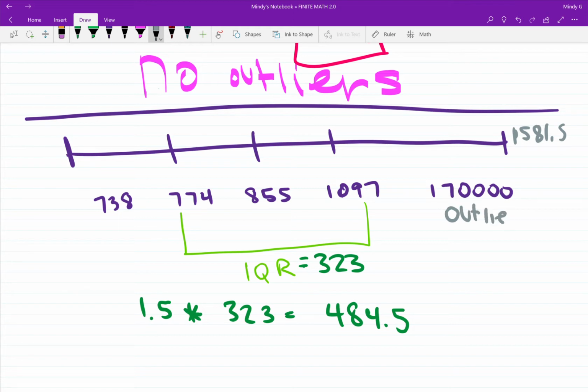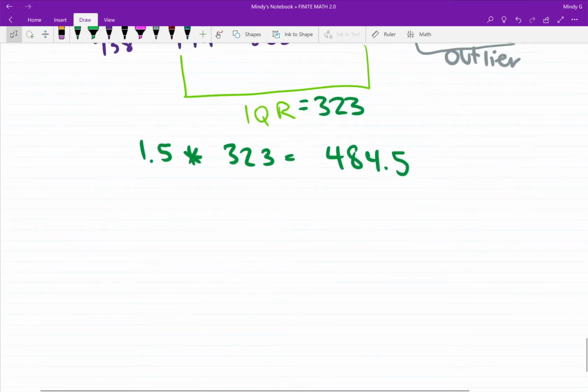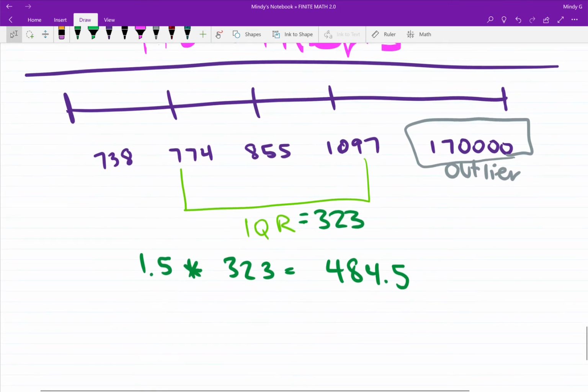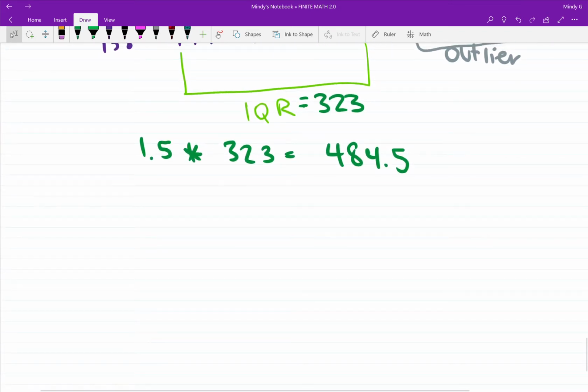Because on a number line, I would have 1097, then I would have 1581.5, then I would have 170,000. That one is on the outside. It does not fall within 1.5 times the IQR. That is considered an outlier. Yes? Okay. Whew. I hate that problem. For whatever reason, I struggle explaining that. Y'all okay with it?